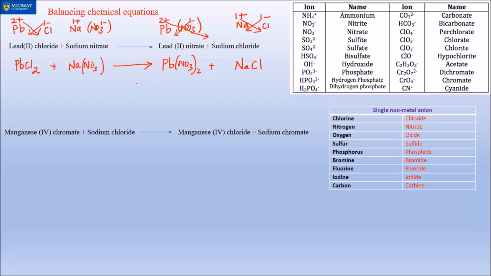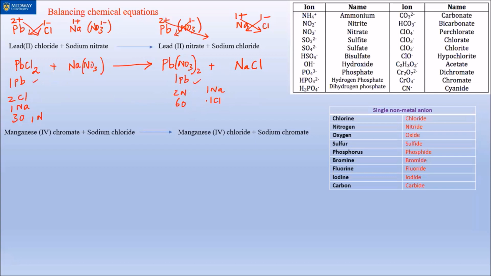Now let's go solve. As always, you start with anything but oxygen. I have 1 Pb on this side, 2 Cl, 1 Na, and 3 oxygen, and 1 nitrogen, right? That's what I have on this side. And then on this side, I have 1 Pb, 1 N, 2 N, right? 6 oxygen, 1 Na, and 1 Cl. Sorry, there was not enough space, so I'm putting it here. Okay? So Pb is equal, so let's skip that.